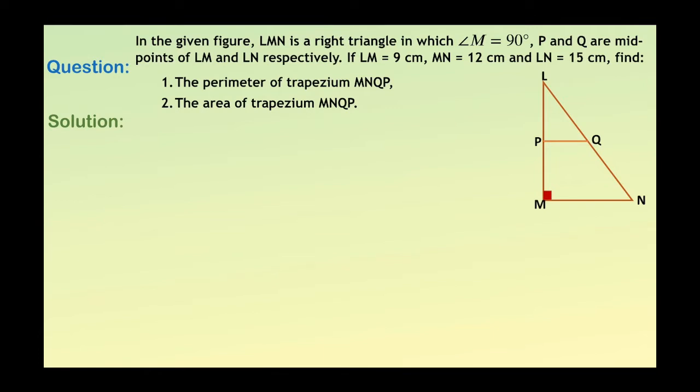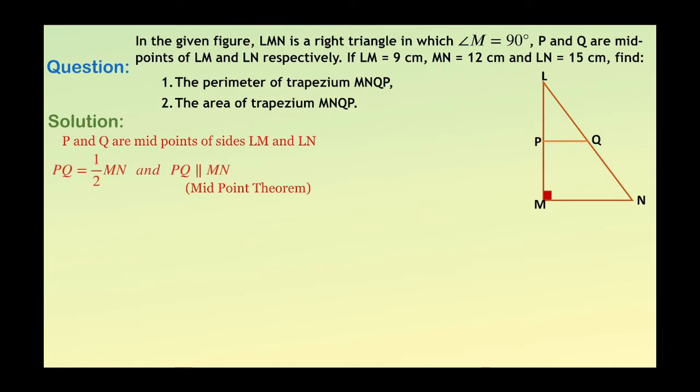We know that a trapezium is a quadrilateral in which one pair of opposite sides is parallel. So if we are given P and Q as midpoints of two sides of the triangle, that are LM and LN, then by the midpoint theorem we can say that PQ is half of the third side MN and also PQ is parallel to the third side MN. Now we are given MN equals 12 centimeter, so we can find PQ equals 6 centimeter.